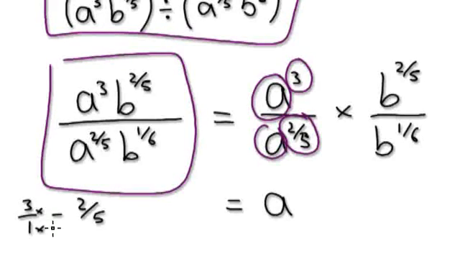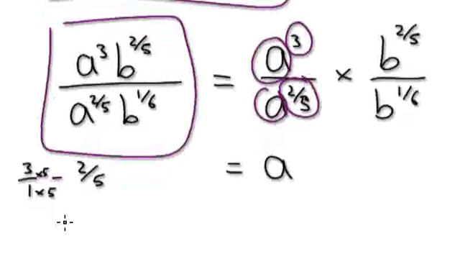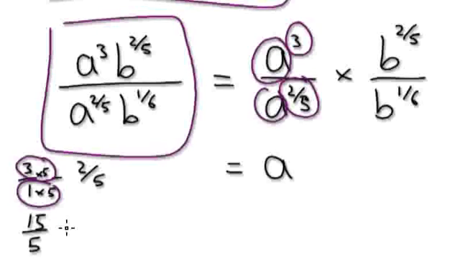Now, in order to add or take away fractions, the two denominators have to be the same. So let's times top and bottom here by 5. So this will be 15, and this will be 5. So 15 over 5, take away 2 over 5.